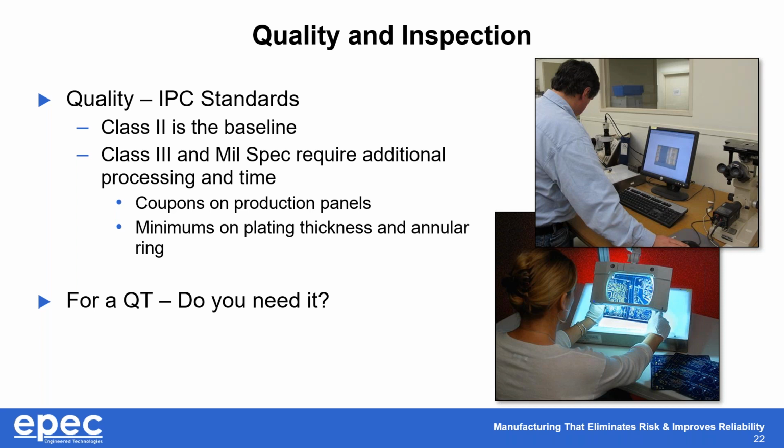You now have to have specific coupons on production panels, right? So now, instead of what could be a 5-panel job, it could be a 10, based upon where I have to put the coupons. And then secondly, you've got minimums on plating thickness and annular ring, right? So the parts have to stay in the plating tanks longer. We have to go through a much more rigorous CAM process to make sure that we can get that 1 mil annular ring minimum, right? And then we've got a lot more inspection to do. So there's a lot of things on those that are going to add time to it.